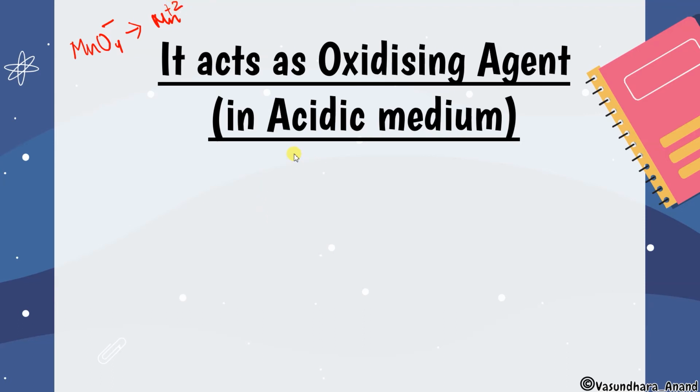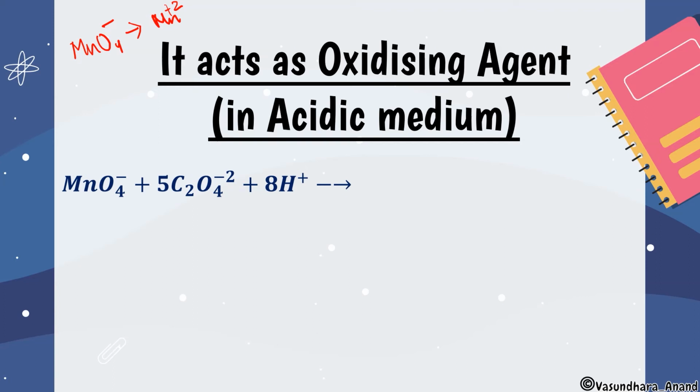So if it is in acidic medium, how will you know that? Whether it is stated or not, in the reaction H plus will be mentioned. So in that case, for sure Mn plus 2 will be there as one of the products. So let's see.